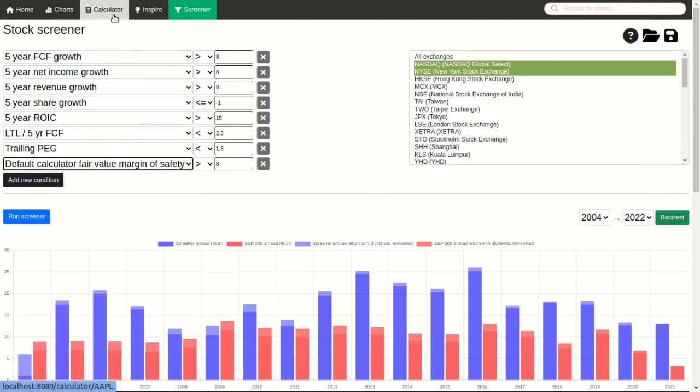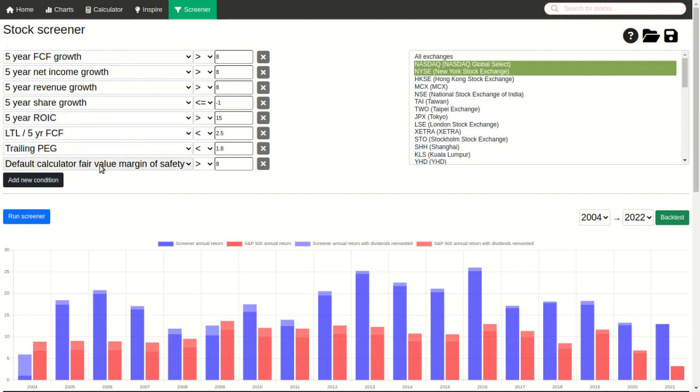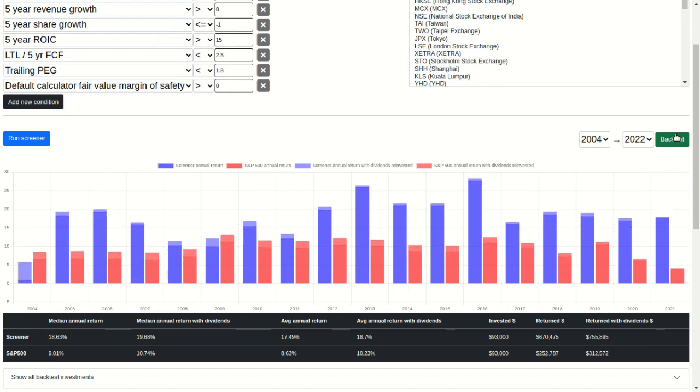So the data that is by default filled in this calculator page, as you can see, it automatically fills in some data. So in case of Apple, it already has some margin of safety, which is already available as a filtering condition. So for example, we can say that the margin of safety of this calculator is larger than 0. And it can also increase our return a little bit more.